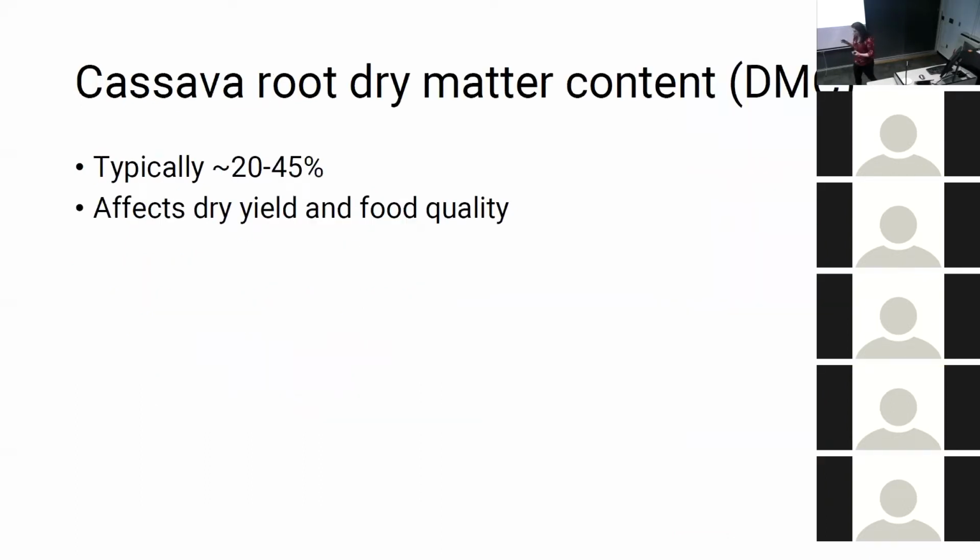So cassava root dry matter content is the proportion or the percent of the root that is not water. So after the water leaves the root, it's the percent that's left. It's typically around 20 to 45%, and up to 90% of that can be starch. It directly affects the dry yield of the cassava roots and also the food quality or the mouthfeel, which then affects the consumer acceptance and the variety adoption rate of cassava.